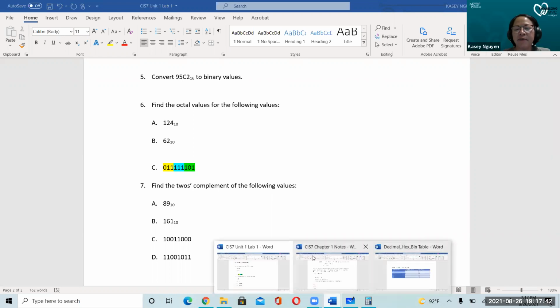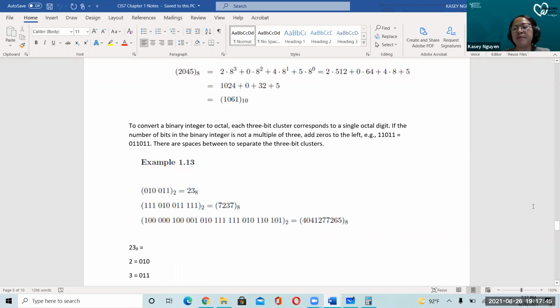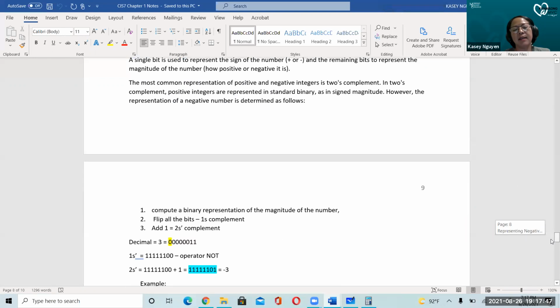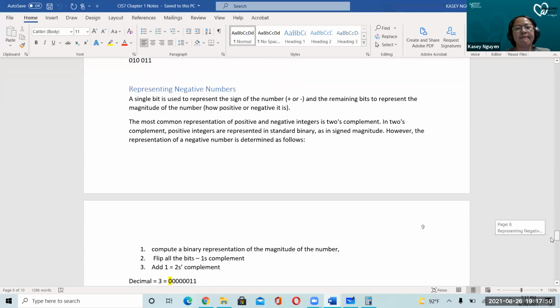All right. The next part we're going to touch on is two's complement. Negative numbers.